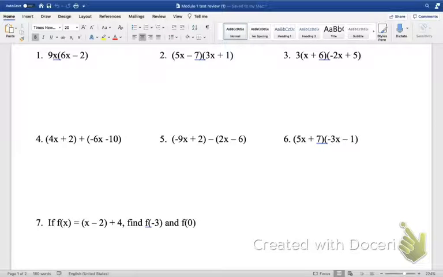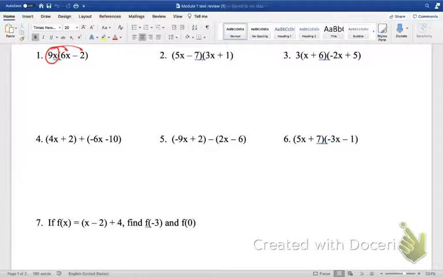For the review, I wanted to go over these to help you understand what is happening, just reinforce the things that you've already been trying. For numbers 1 through 6, we're trying to distribute and then simplify. So for number 1, we've got the 9x that's outside the parentheses. I can distribute that in to both terms.